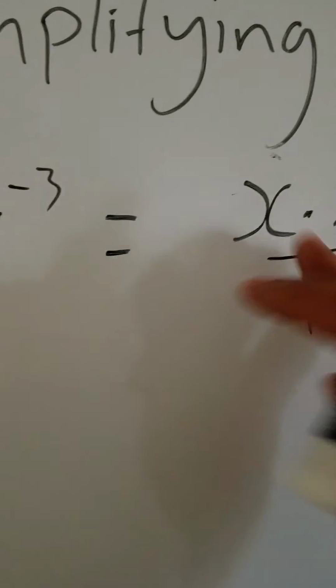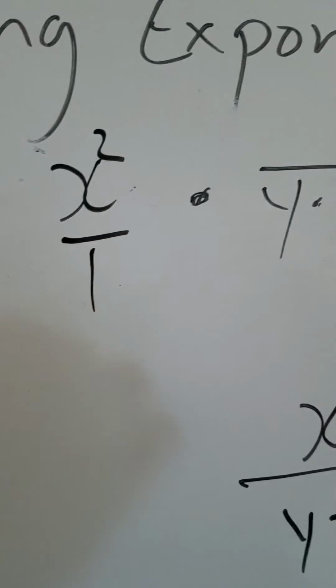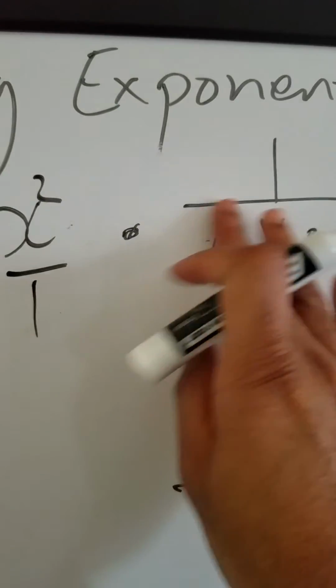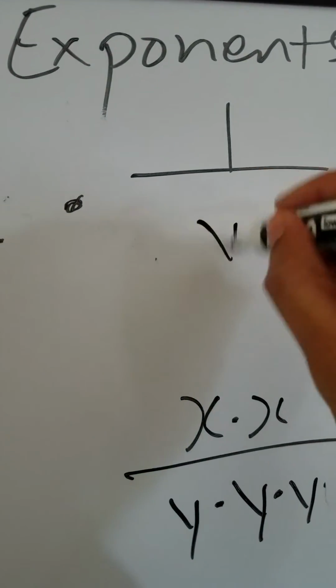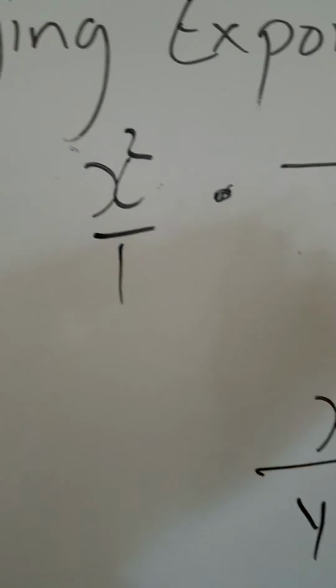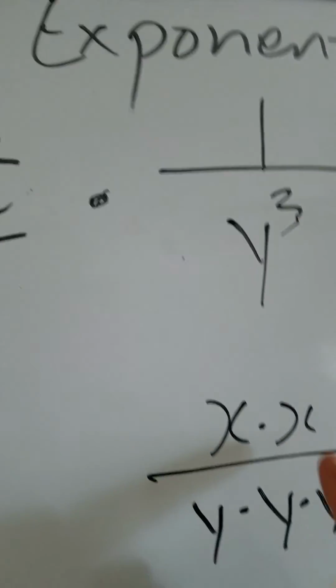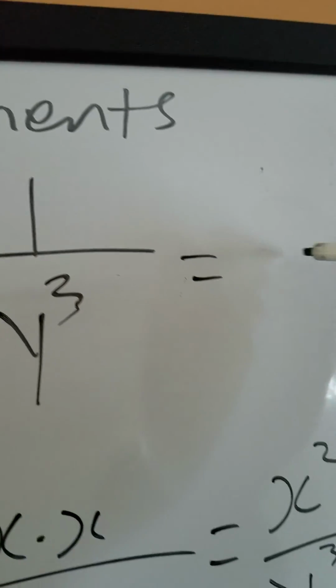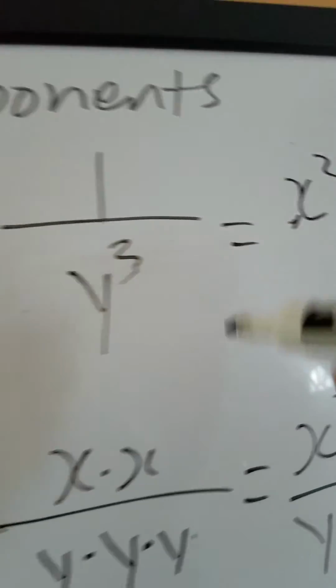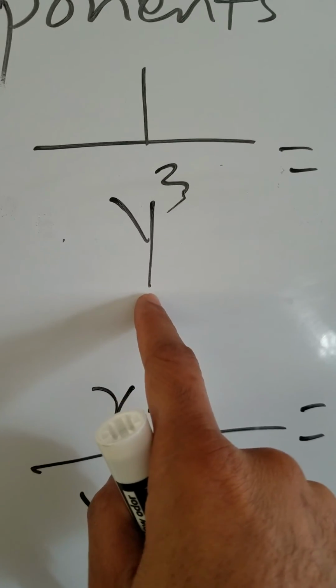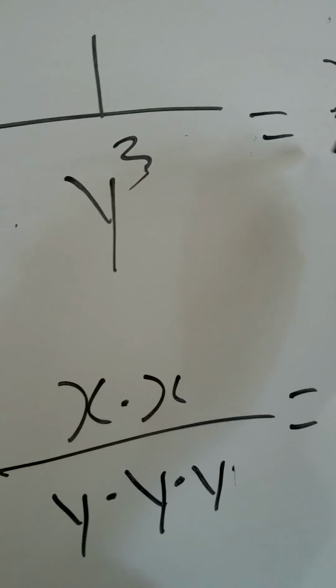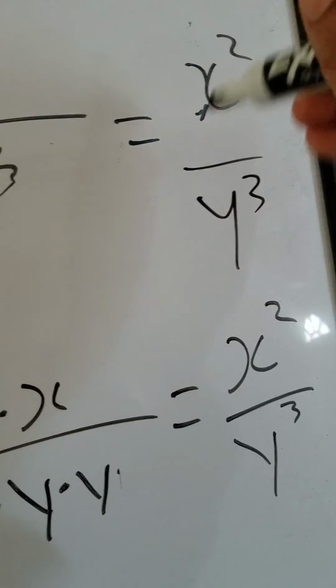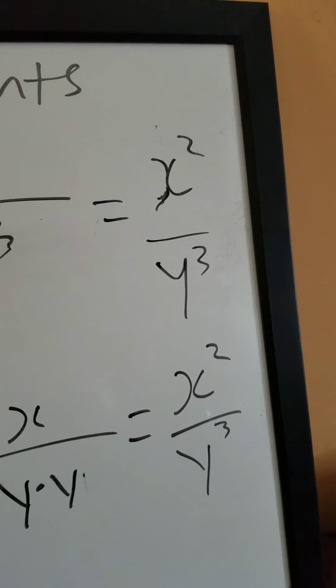Notice I did not have to expand the x's here. I could have just written my x squared over 1 times 1 over my y to the 3rd power, and then I know that x squared times 1 gives me x squared, which is at the top, and 1 times y cubed gives me y cubed. And that would be it.